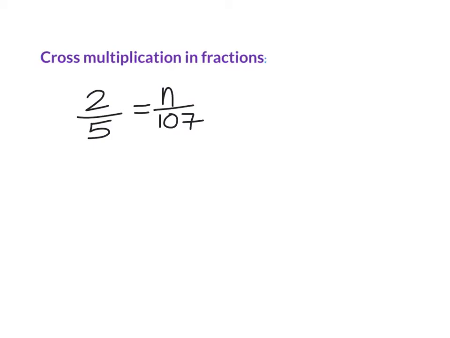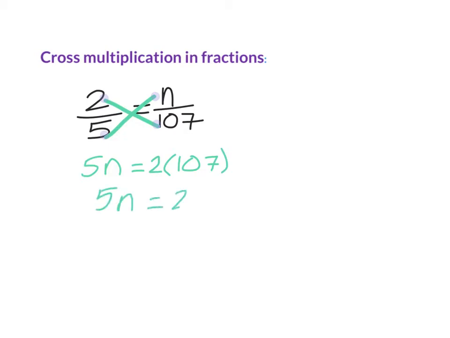You can also use cross multiplication to solve for equivalent fractions. So you would make your x, multiply the n times the 5, put your equal sign, and then multiply the 2 times the 107. 5n equals 214. Divide each side by 5, and you're going to get a decimal. n equals 42.8 as your final answer.